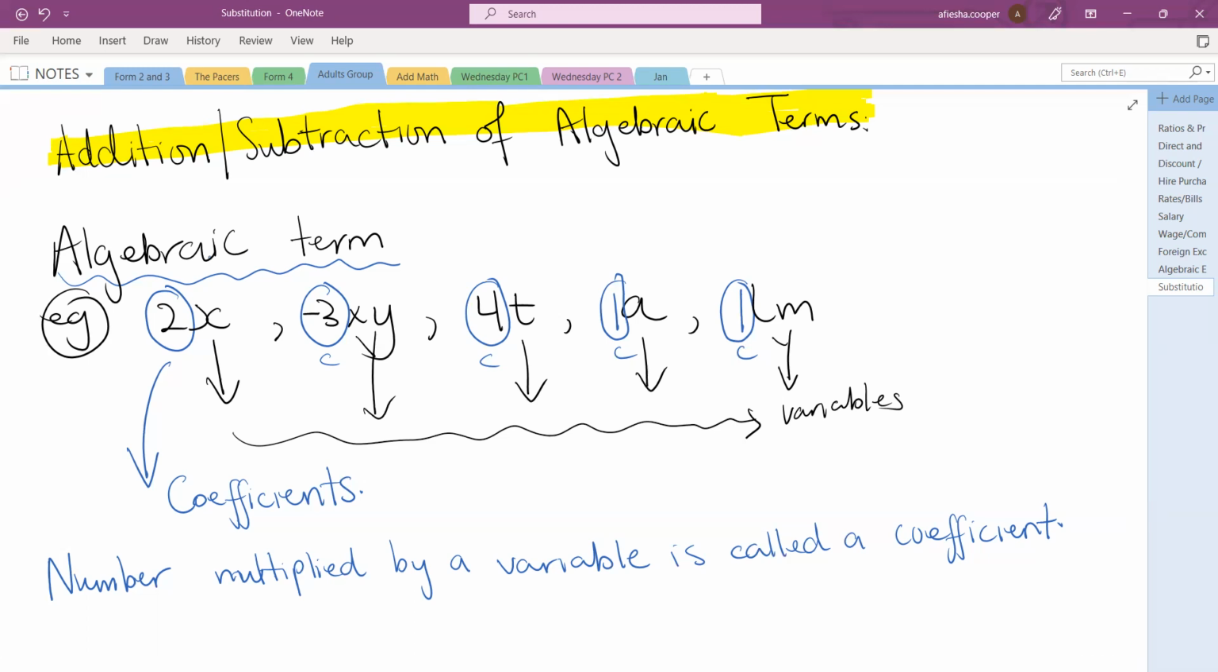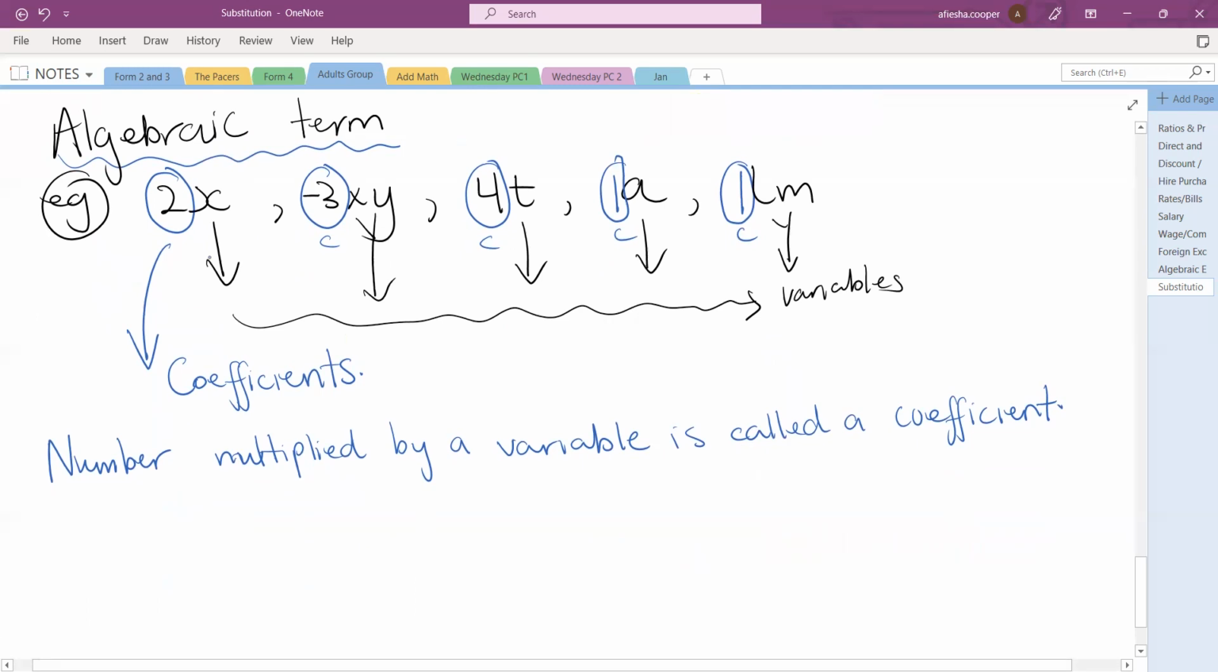Now the algebraic terms can be broken up into parts: the variable parts, which are the letters, and the numbers in front of them, which are called the coefficients, right? So the number multiplied by the variable is called the coefficient of the algebraic term. Now, the key thing to know when we're adding or subtracting algebraic terms is that it's not substitution. So we're not going to give x a value or give y a value and then work it out. We're going to add them just like that.